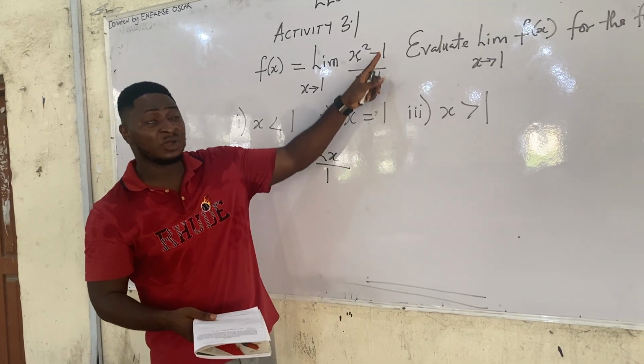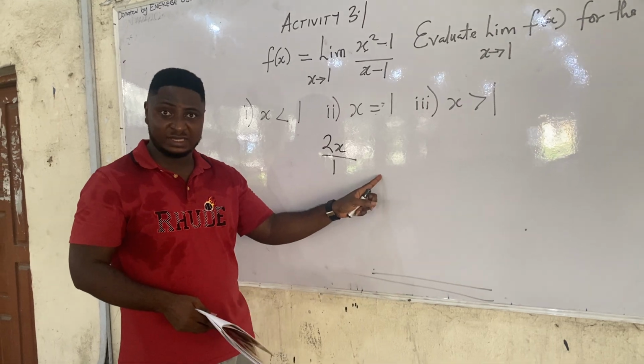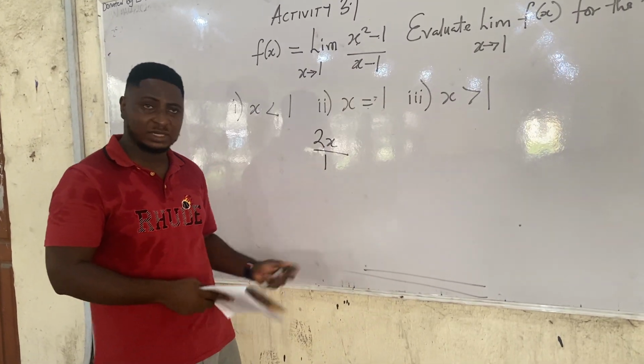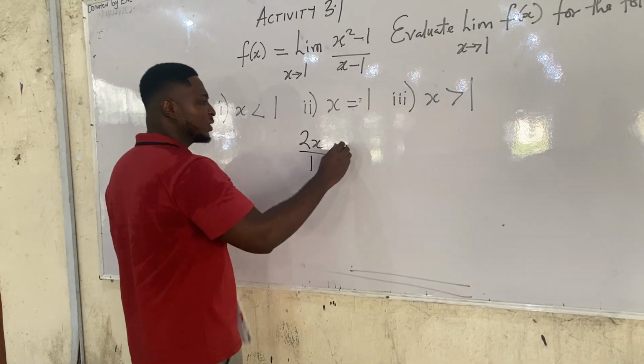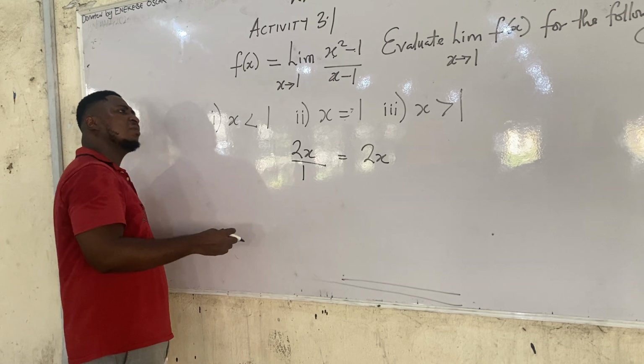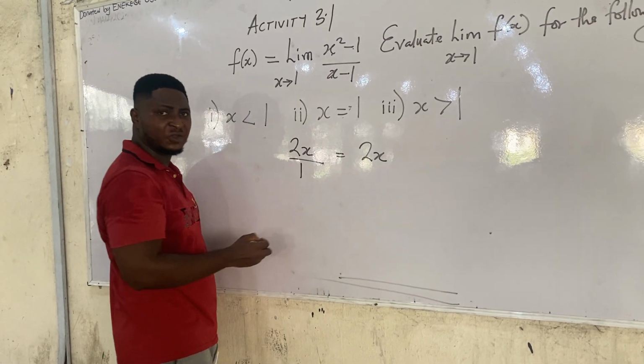Constants are numbers that do not have x. That's why you're no longer seeing minus 1 and minus 1 here again. But differentiate x squared, you always have 2x. Differentiate x, you always have 1. So 2x over 1 gives us what? 2. After differentiating, now come back to your limit point and replace the limit point with what you have differentiated.